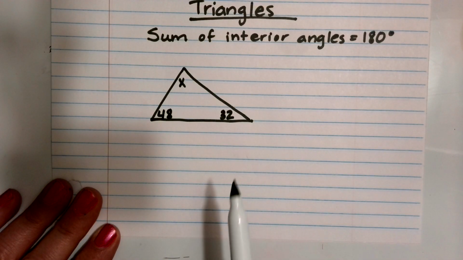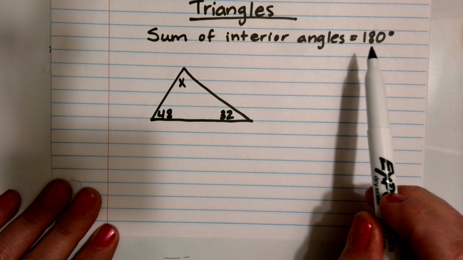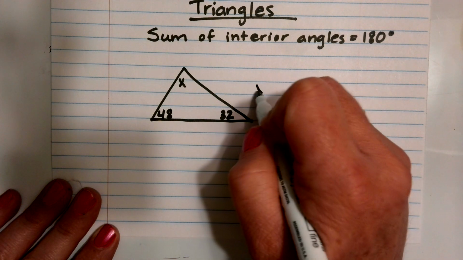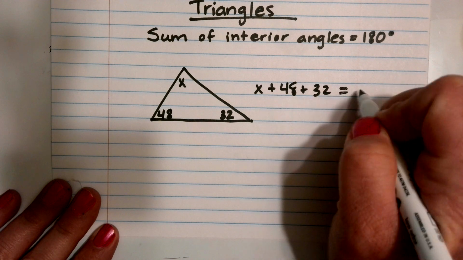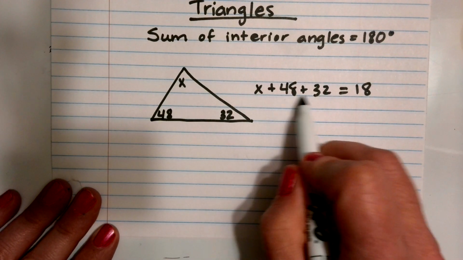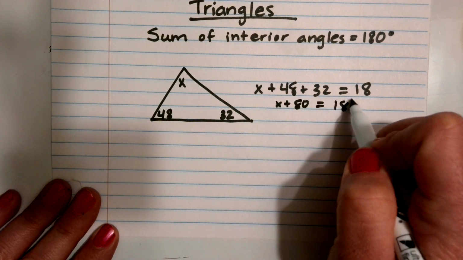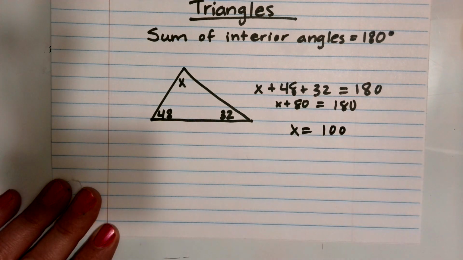Okay, so if we're talking about triangles, we know the sum of the interior angles of any triangle equals 180. So we could set this equal to 180. We could say x plus 48 plus 32 equals 180. Then we're going to add this together, and that would be x plus 80 equals 180. So we would know x equals 100.